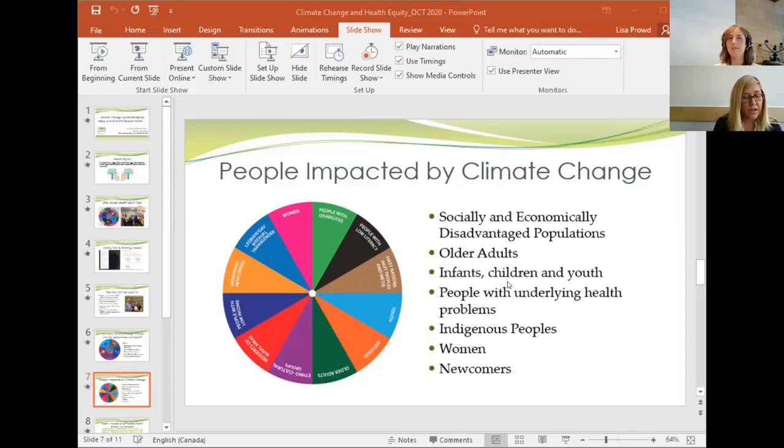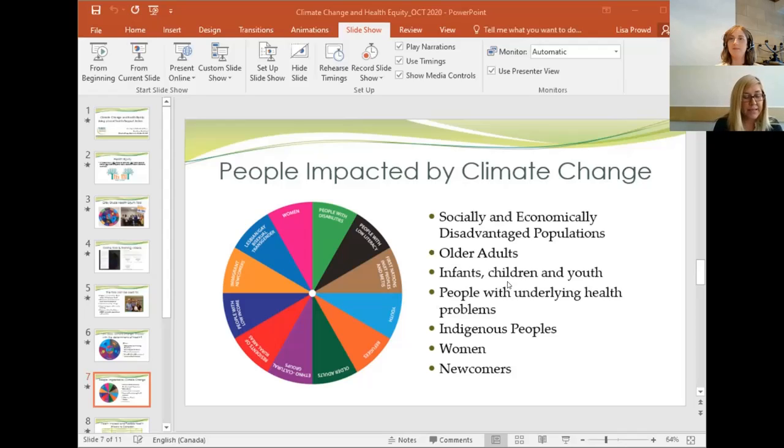If we look at older adults, we know that older adults are often on a fixed income, making it more difficult to meet the costs associated with natural disasters. In terms of the health effects, aging impacts the ability to regulate body temperature, and older adults are at an increased risk of heat-related illnesses and death.